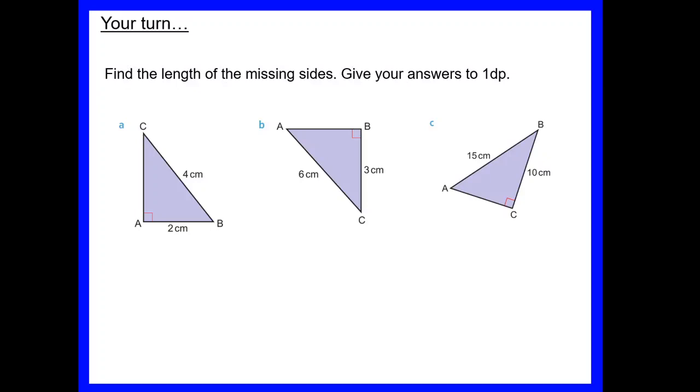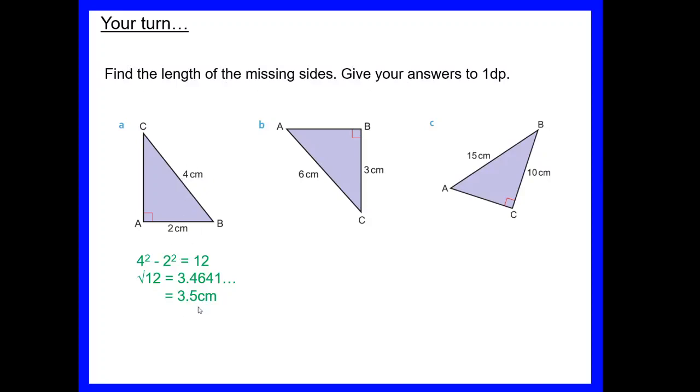Okay, let's have a look at the solutions there. So we should have 4 squared minus 2 squared equals 12. Then we square root the 12, 3.4641, etc. to 1 decimal place, 3.5 centimeters. And we do our common sense check. It's got to be smaller than 4 and in relation to 4 and 2.